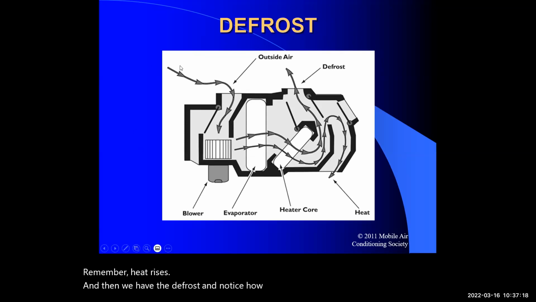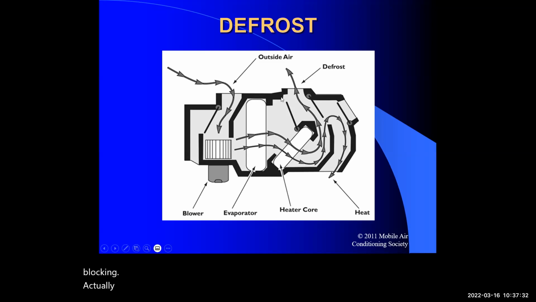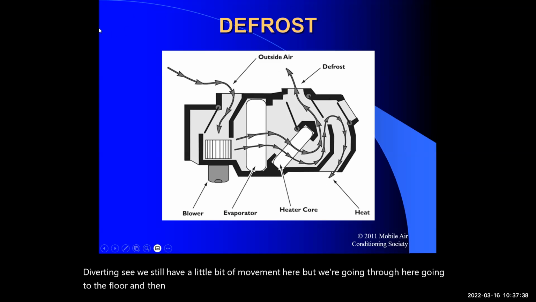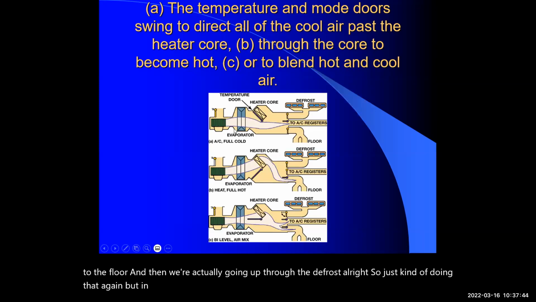And then we have the defrost, and notice how this works. We actually brought in the outside air, and then we go into the air conditioning, because we're going to use that to defrost. We're actually diverting. See, we still have a little bit of movement here, but we're going through here, going to the floor, and then we're actually going up through the defrost. All right? So just kind of doing that again, but in a different type of picture here.